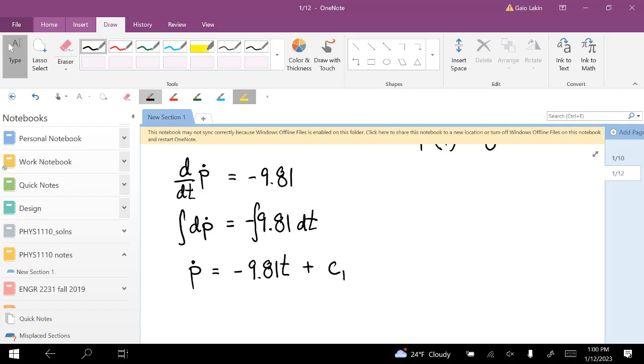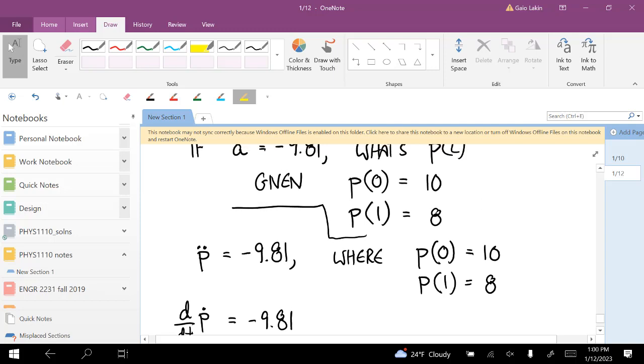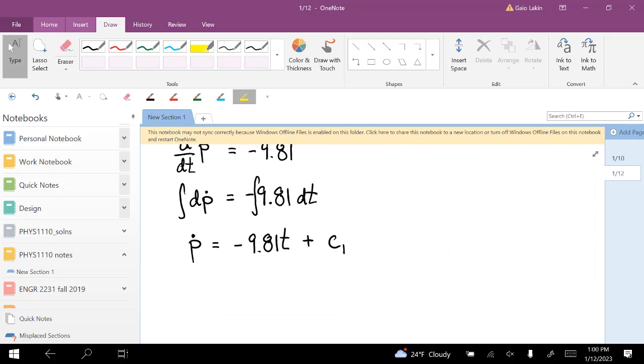This is where in the last problem we used the boundary condition to find C1. Can we do that here? We cannot, because neither of these boundary conditions says anything about P dot. What we have here is an expression for P dot. So we're just going to have to keep that C1 in it and just keep going. So now we'll go to step 2. We can't use a boundary condition yet.